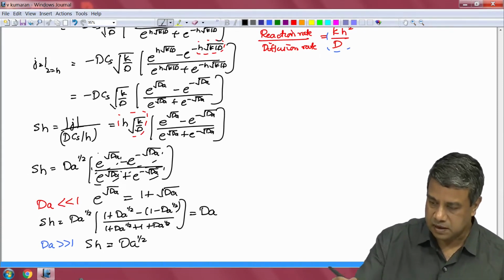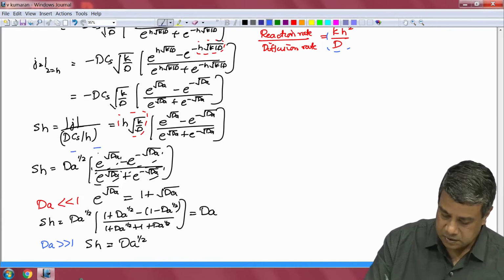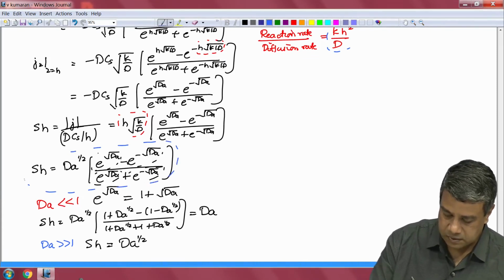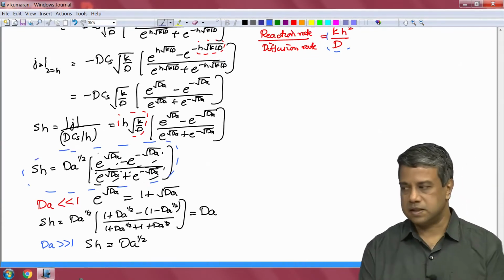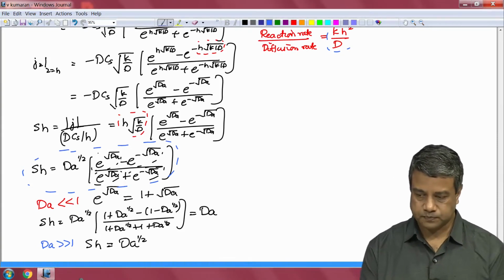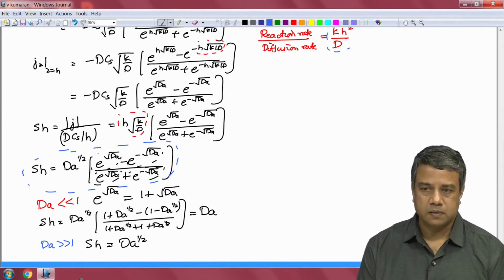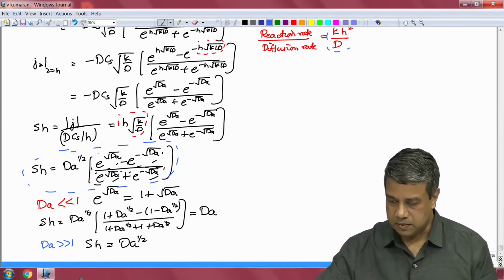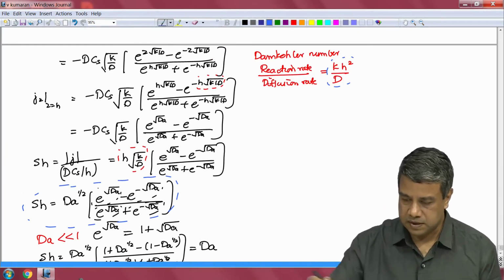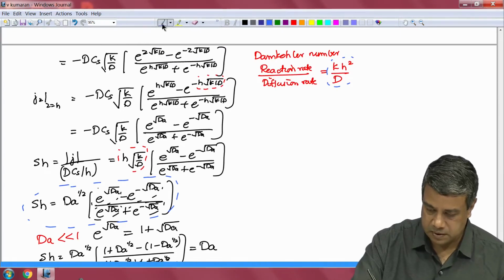For the intermediate case, you have to use this expression to find out what is the Sherwood number and therefore, what is the mass flux in this case. Let us now examine what physically the Damköhler number means.